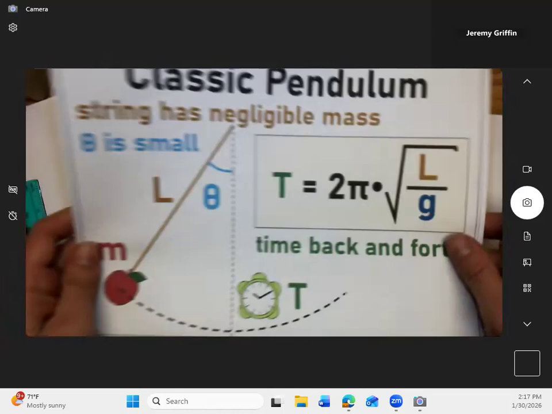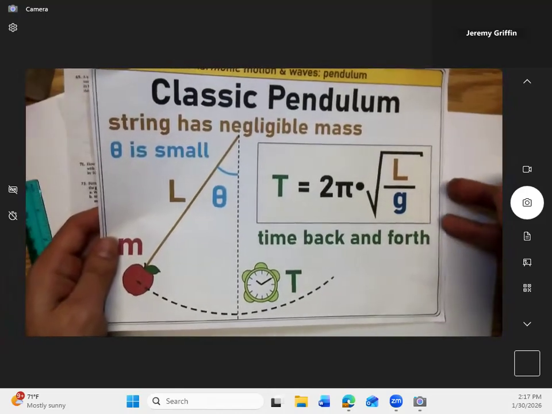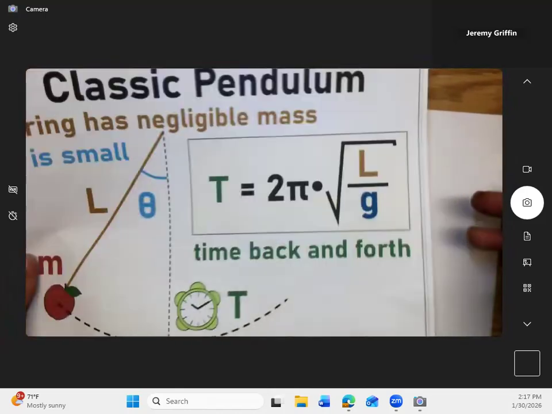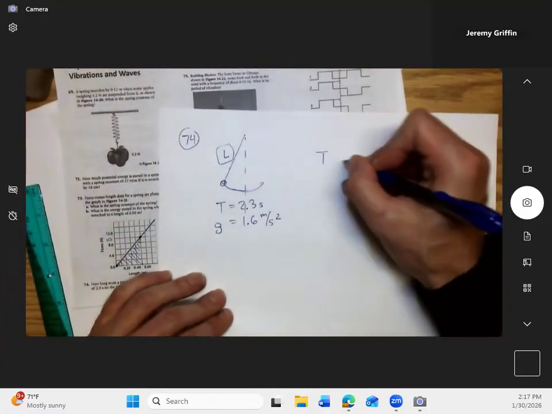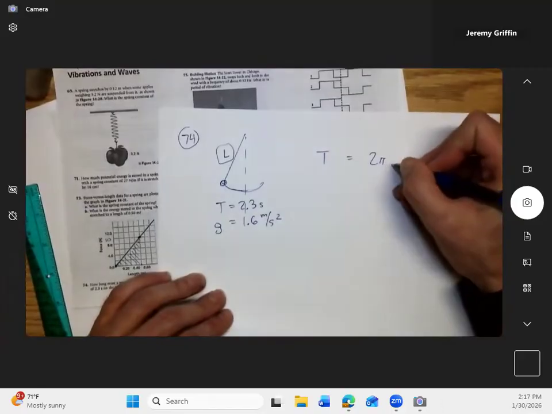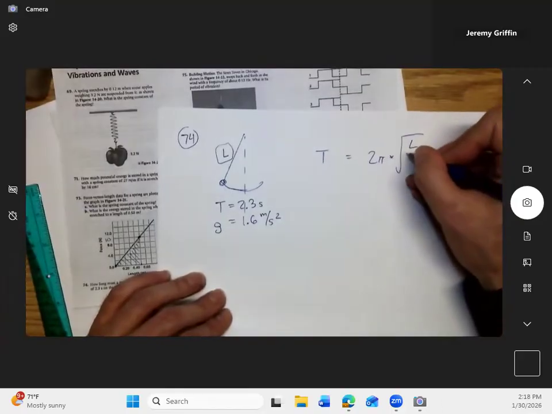So that sounds like this right here. What do you guys think? Yeah, you guys did a pendulum lab not too long ago. So the time period for a pendulum is 2 pi root L over g.